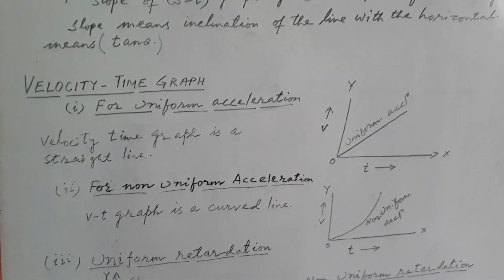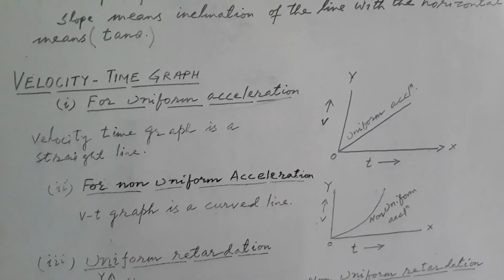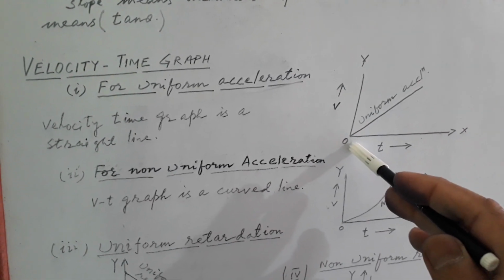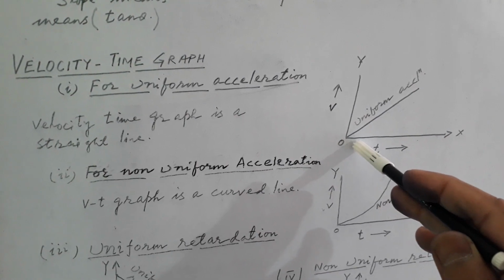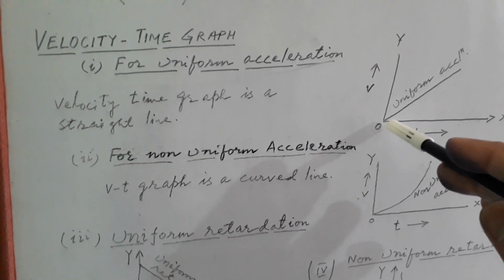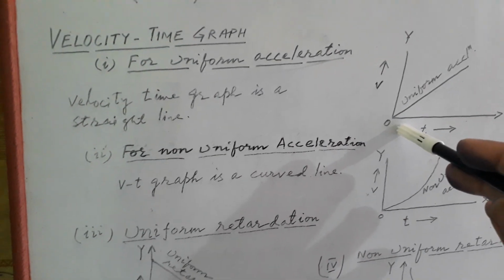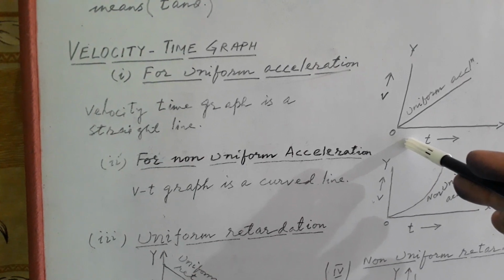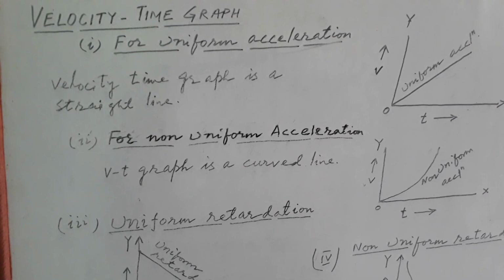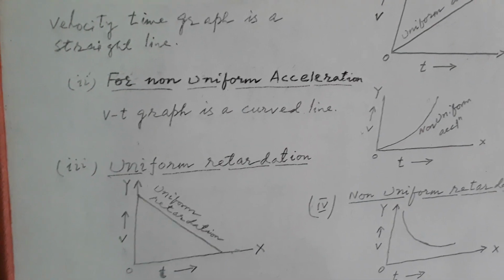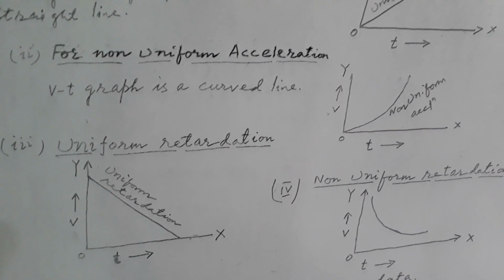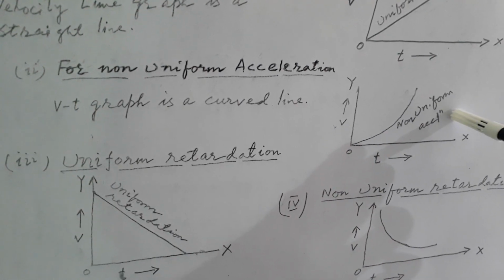Now velocity time graph. First of all I will draw velocity time graph for uniform acceleration. So I have taken the origin O, and all measurements are taken from O. So the initial velocity of the body is 0. That is why the body starts from this point. When the acceleration is uniform, then it will be a straight line because velocity increases at uniform rate. For non-uniform acceleration, in which velocity increases at non-uniform rate, it is a curved line. I have drawn over here.